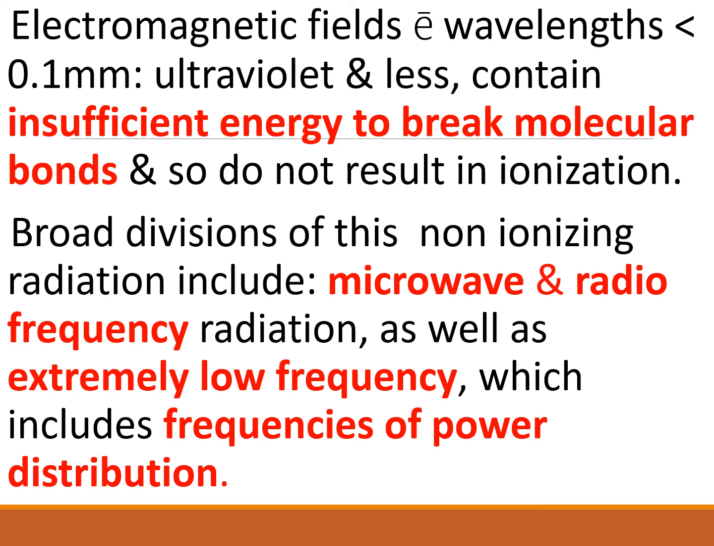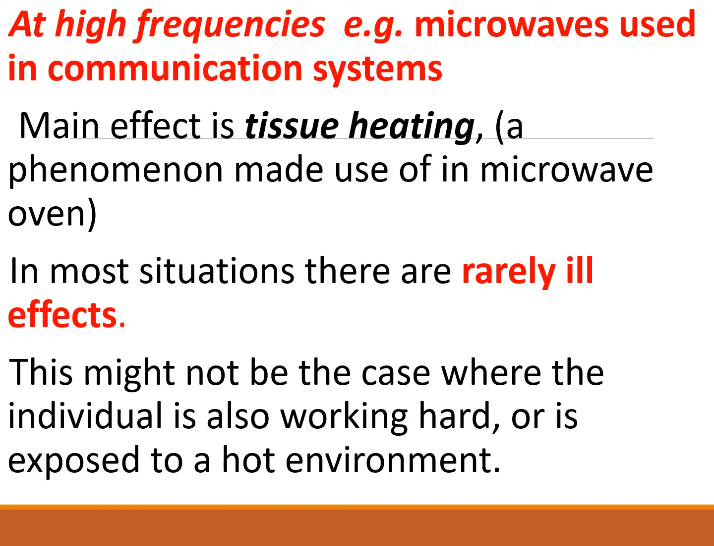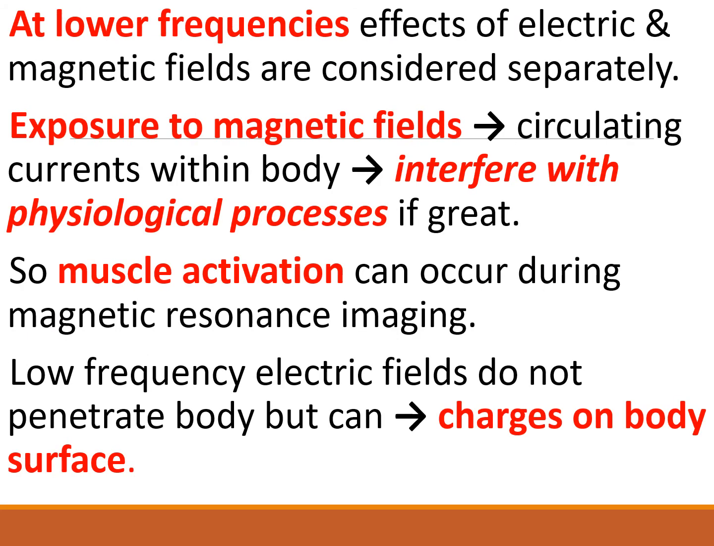Broad divisions of this non-ionizing radiation include microwave and radio frequency radiation, as well as extremely low frequency, and includes frequency of power distribution. At high frequencies, e.g. microwaves, are used in communication systems. At lower frequencies, effects of electric and magnetic fields are considered separately. Exposure to magnetic field will lead to circulating currents within body, interfering with physiological processes if great. So muscle activation can occur during magnetic resonance imaging. Low frequency electric fields do not penetrate body but can lead to discharges on body surface.